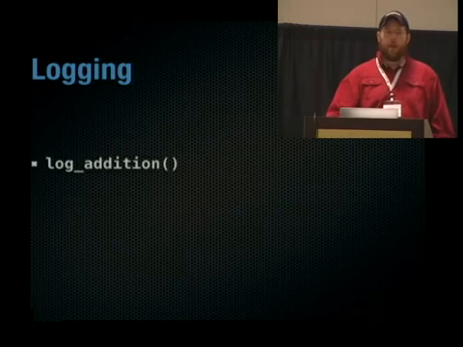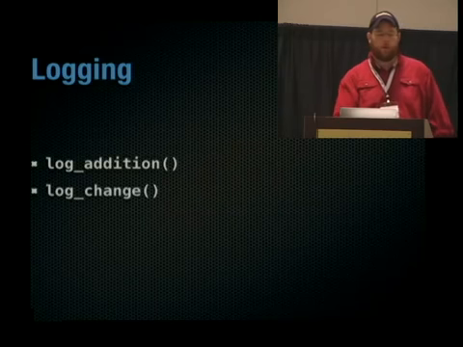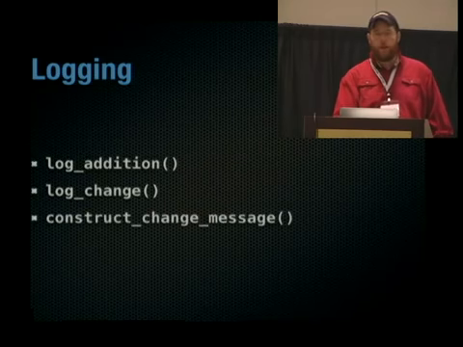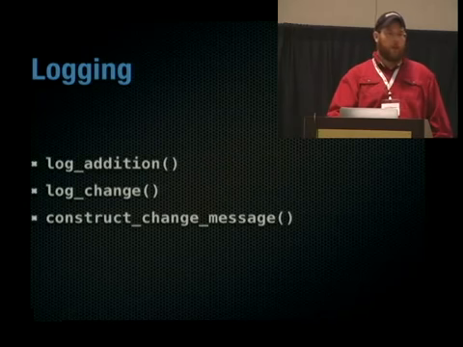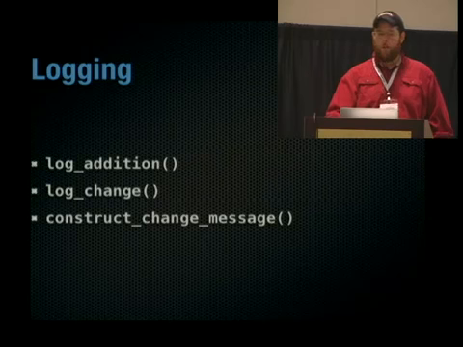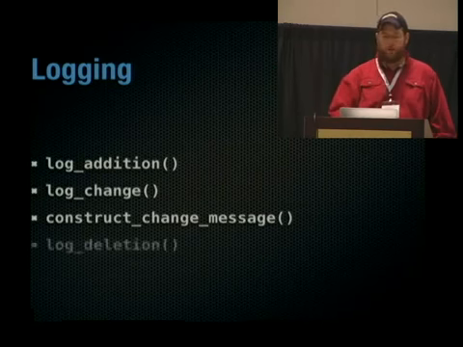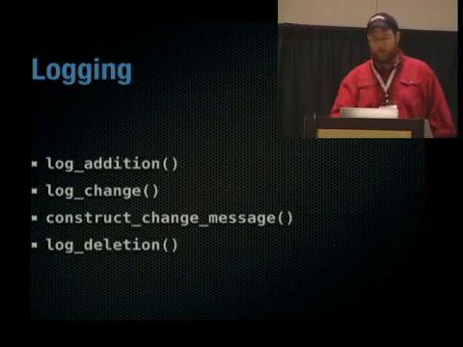Logging happens in the admin. If you've ever looked at view history of something, there's a method called log addition, a method called log change, and a method called construct change message. These are the methods on model admin that actually output the log objects that you then see on the object history and in your sidebar. So you can fiddle with those if you want to. There's also a log deletion.